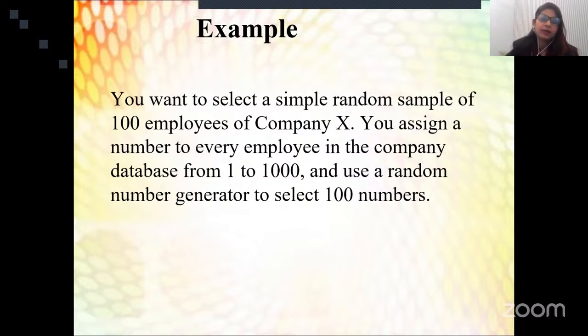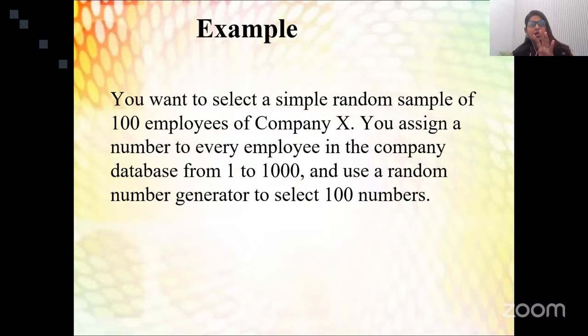Okay, so one example I have mentioned here also. Suppose you want to select a simple random sample of 100 employees of a company, right? In totality, in a company there are 1000 employees. Out of those 1000 employees, you have to pick 100 employees for your study. Now, how will you select those 100 out of 1000? By using the simple random sampling technique. We will simply assign numbers to each and every employee of the company, like 1 to 1000. You can go with that also, right? You can pick through a random number generator also.